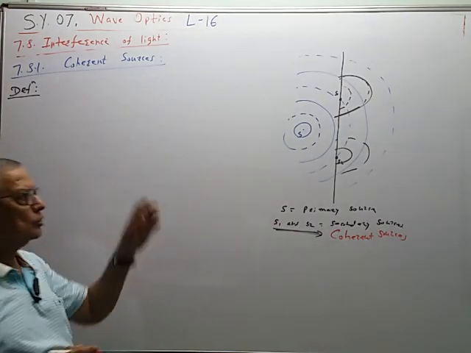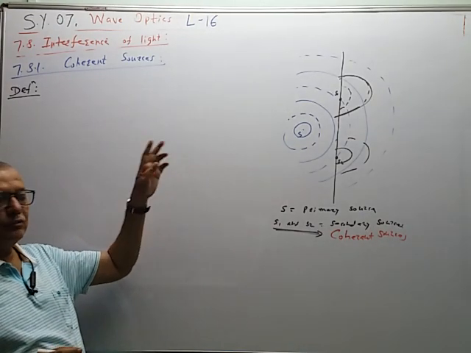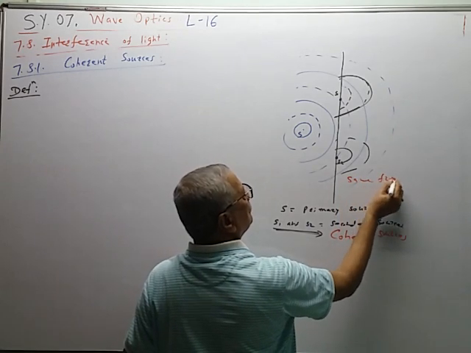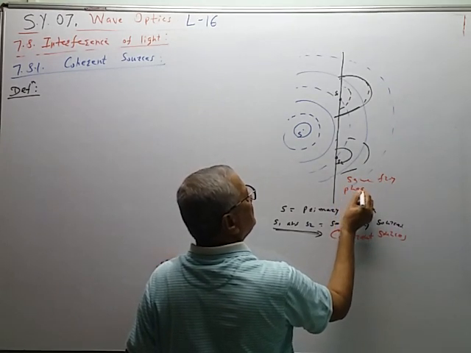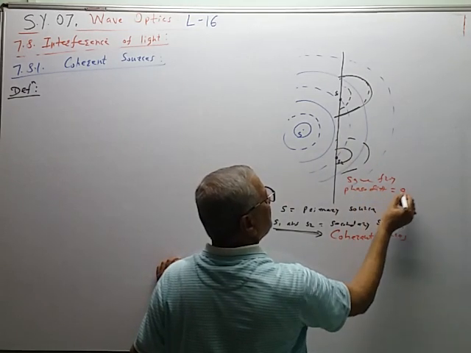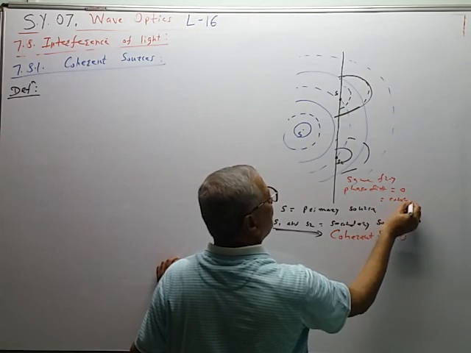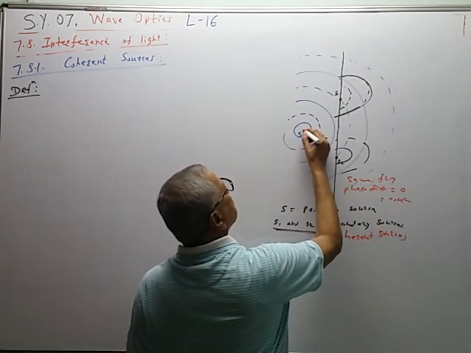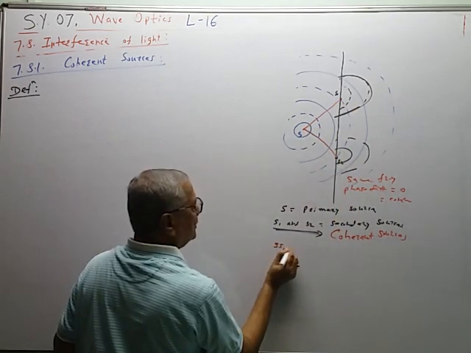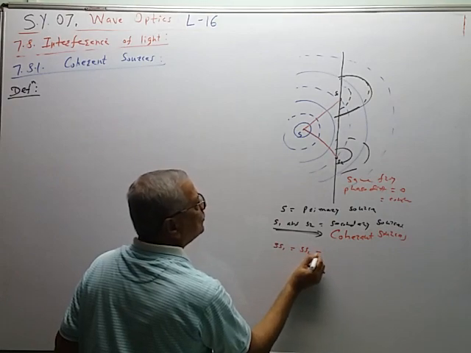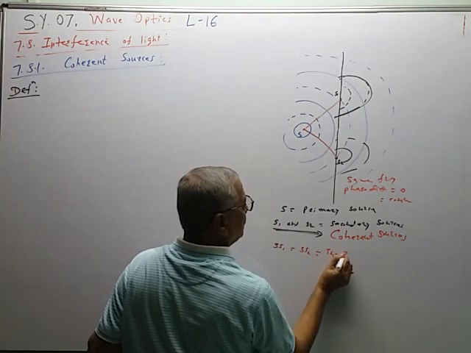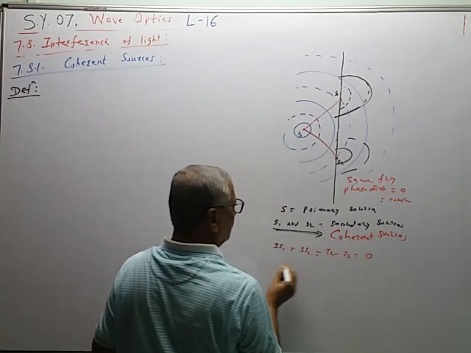Because both sources will produce light waves of the same frequency, and the phase difference between them is, in our figure, 0 or constant. So distance SS1 is equal to distance SS2, so SS1 minus SS2 is equal to 0.